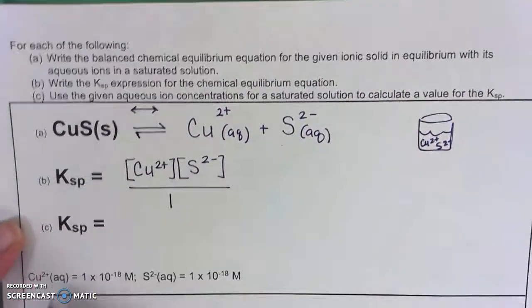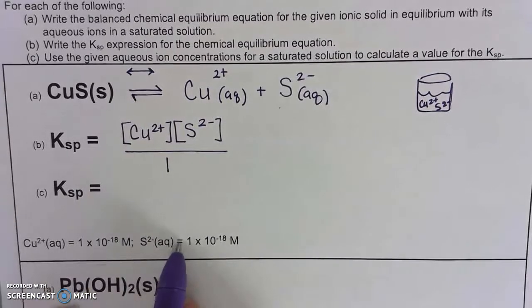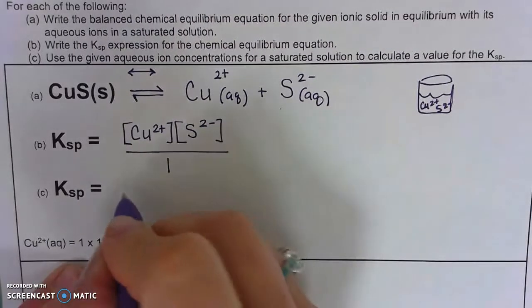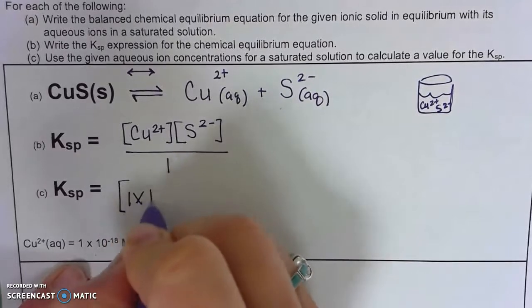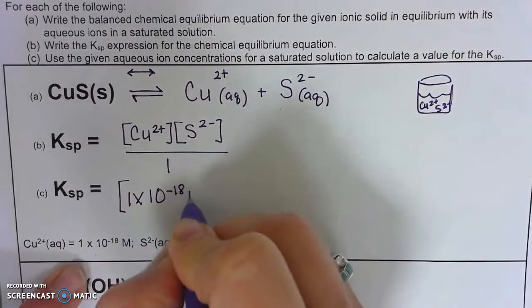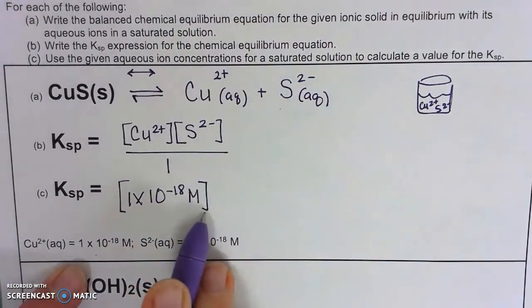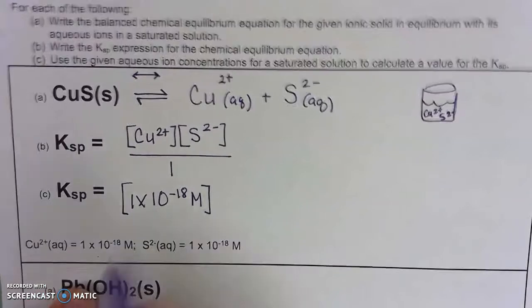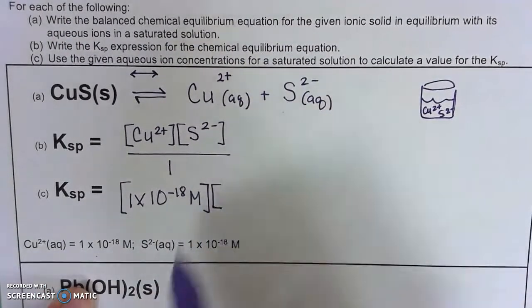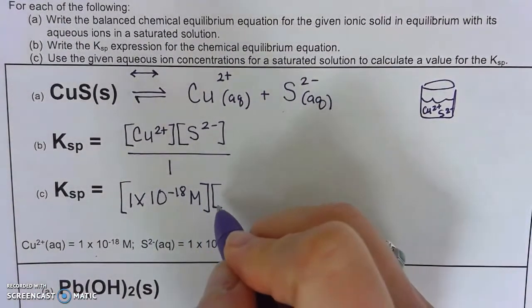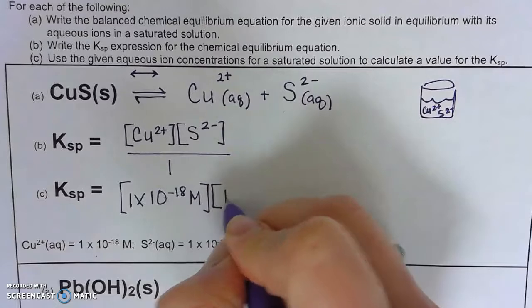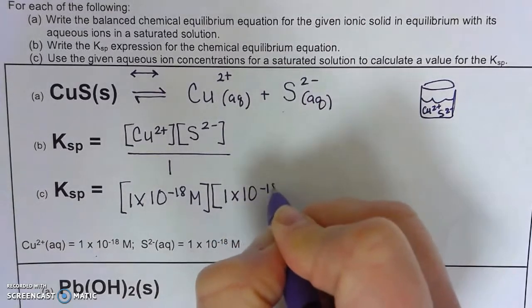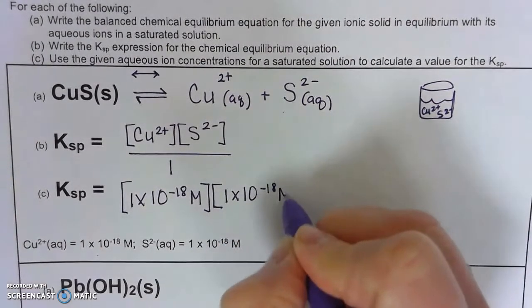And then the final portion, we are using these values to solve for Ksp. So I'm going to plug in the values of copper, 1 times 10 to the -18th molarity, concentration. We learned that from last unit. And the concentration of sulfur ions is 1 times 10 to the -18th.